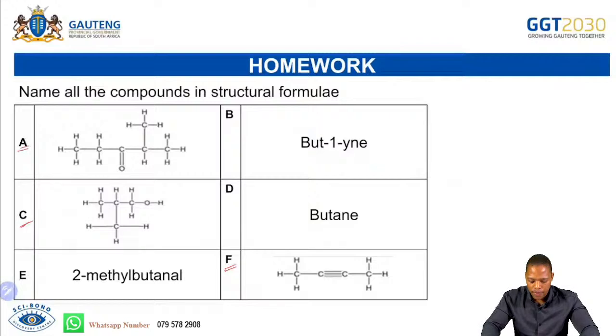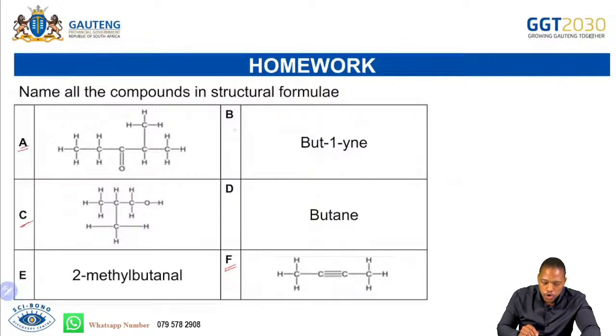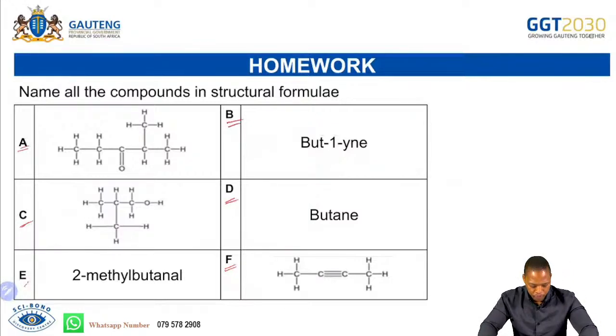But also after naming the structures, I also want you to try and draw the structural formulas from the names. So given this name, try to draw the structural formula. B, try to draw the structural formula. D, try to draw the structural formula. E. So from the name itself, come up with a structure.